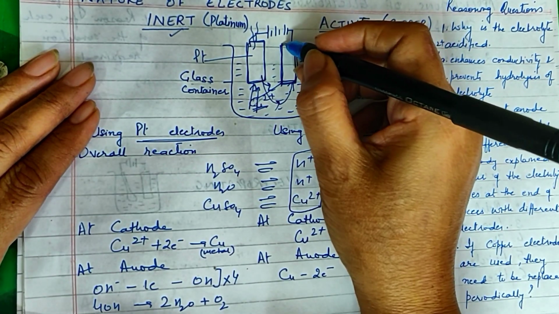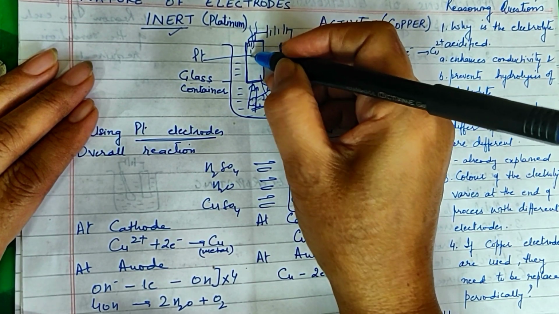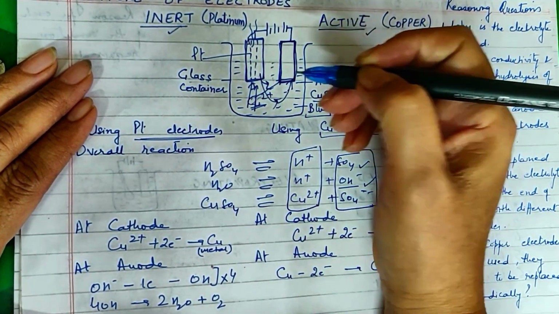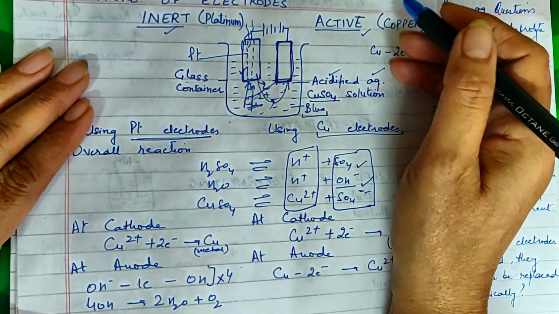As a result, the cathode becomes thicker and the anode becomes thinner in size, and when it becomes too thin the process comes to a stop. Then we need to change this electrode, otherwise the reaction comes to a stop.